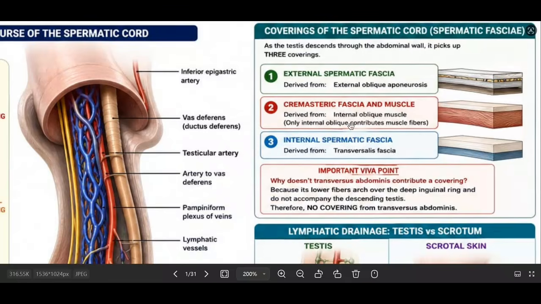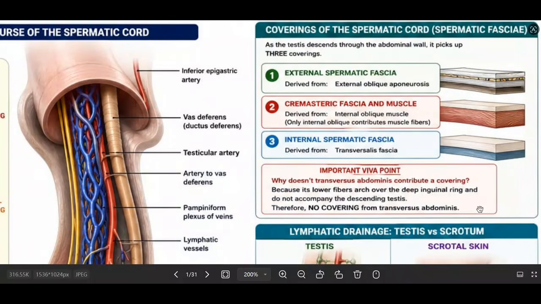Only the internal oblique contributes muscle fibers. The cremasteric fascia and the cremasteric muscle is the second covering. Now the final covering is formed from the transversalis fascia, that is going to form the internal spermatic fascia. Now why doesn't the transversus abdominis contribute a covering to the spermatic cord?